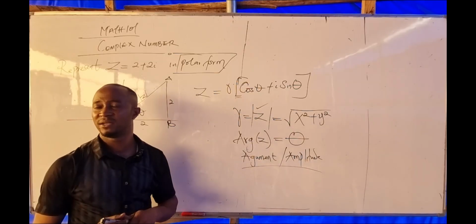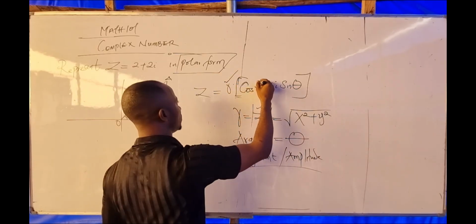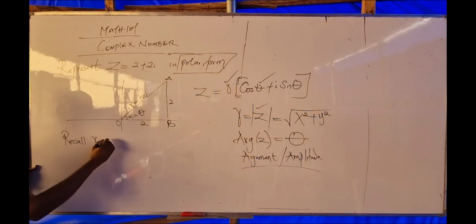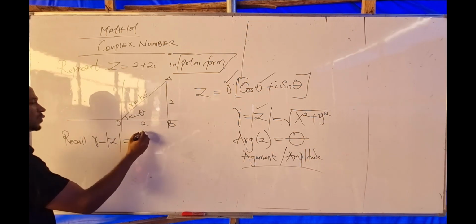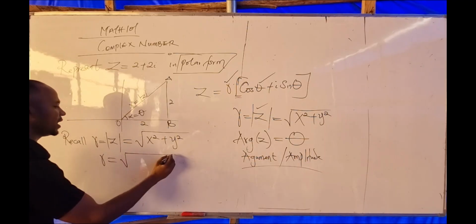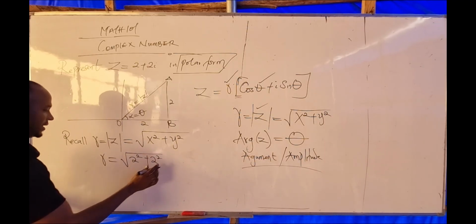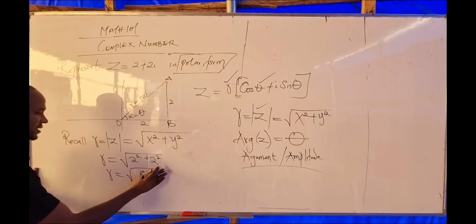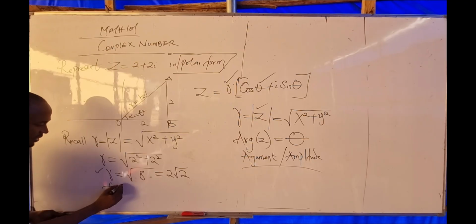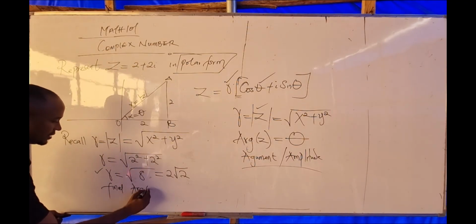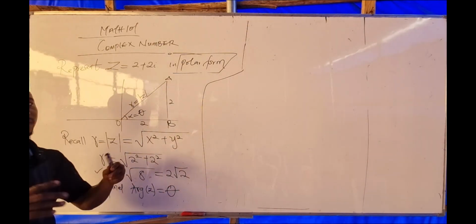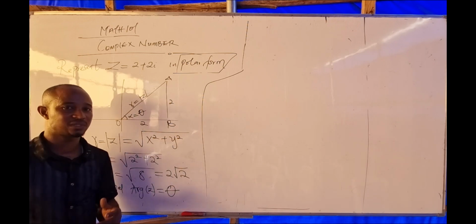Then we need two components here. The first component we need is the value of r. Second is the value of theta. So let's find the value of r. Recall that r is equal to the modulus of z, which is equal to the square root of x squared plus y squared. So r becomes the square root of 2 squared plus 2 squared. So r becomes the square root of 8, which is equal to 2 root 2. Now let's find the value of arg z, which is equal to theta. To find the value of theta, we can use any of the trigonometric identities. We can use sine, cosine, or tangent.